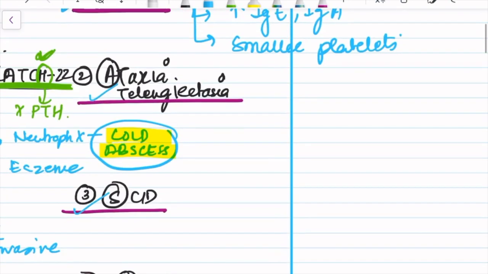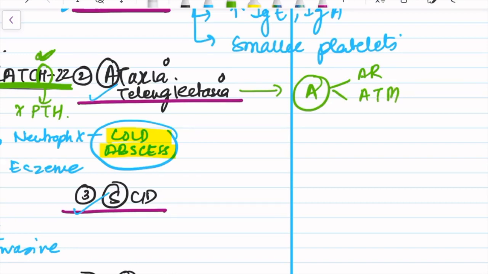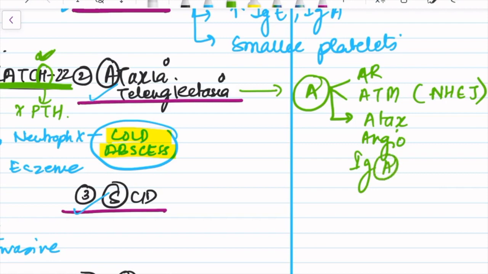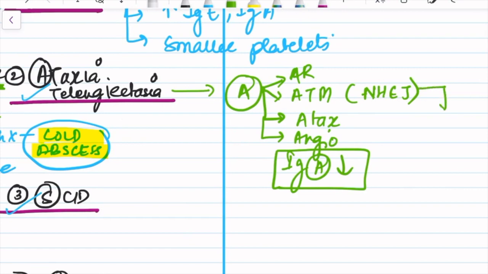After that, let's talk about ataxia-telangiectasia. You need to know all the A's. Let's do it just with the A's. So A is autosomal recessive, A is ATM gene, which will lead to defective NHEJ. In A there is again ataxia, angiomas, and there is IgA deficiency. Now, because there's an ATM gene defect and the DNA repair mechanism doesn't function, it will lead to increased cancers, which will be lymphoma and leukemias.